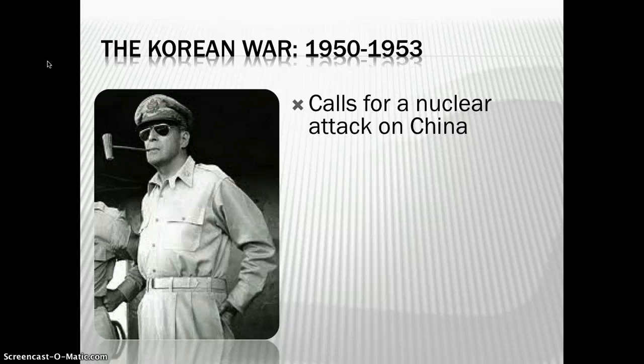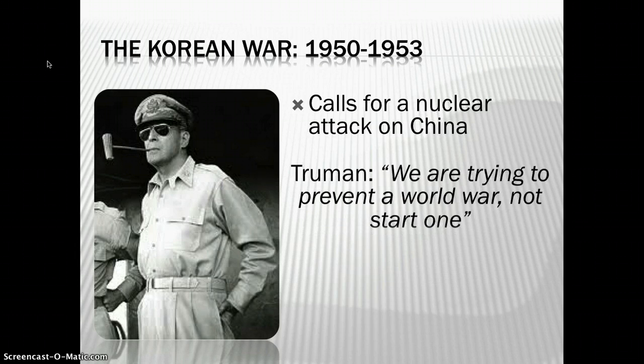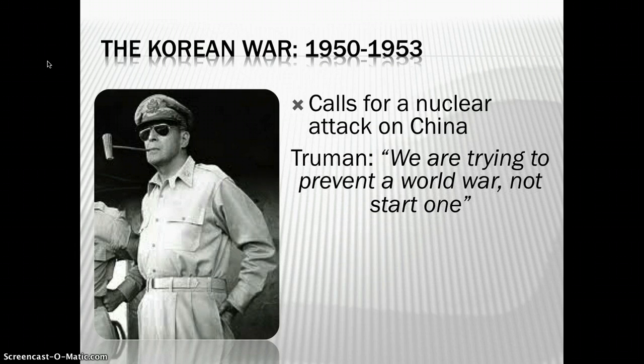He says to Truman, we need to do this to show them that we mean business, that we're not going to put up with this kind of stuff. Truman disagreed, saying that MacArthur's proposal was reckless. He said, we are trying to prevent a world war, not to start one.